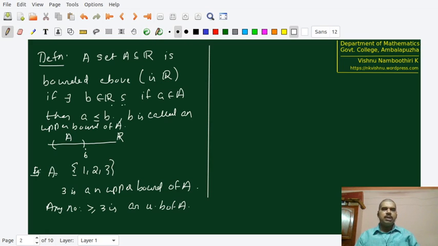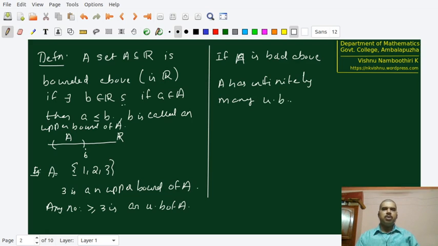So if A is a bounded above set, then we can find not just one upper bound, there exist infinitely many upper bounds. That is, if A is bounded above, A has infinitely many upper bounds.